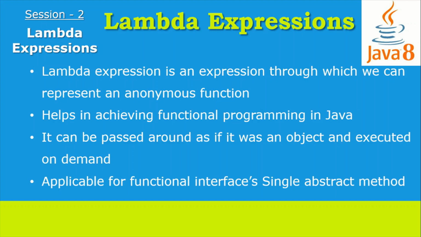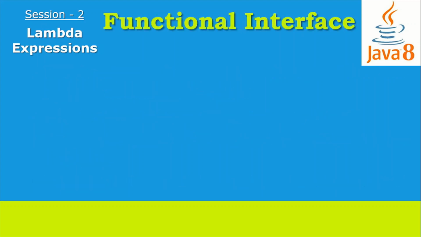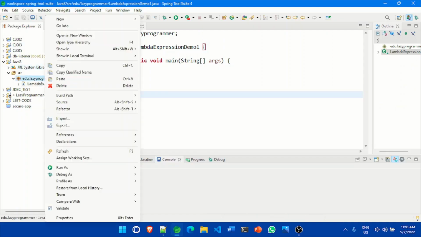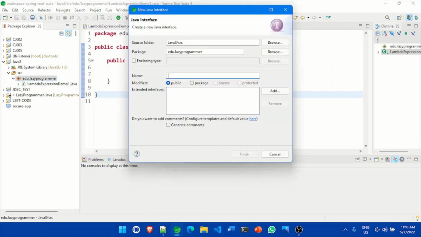Before diving deep into Lambda expressions, let's first check what a functional interface is. An interface which contains only a single abstract method, but can have multiple default and static methods, is known as a functional interface. For example, we already have many interfaces available in Java, like Runnable and Callable. These interfaces are functional. Why? Because they have a single abstract method. Runnable only has a single run method which is abstract, and Callable only has a call method which is abstract. Now let's create our own functional interface which we will be using in our demonstration.